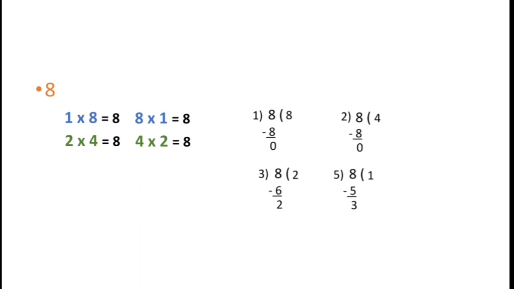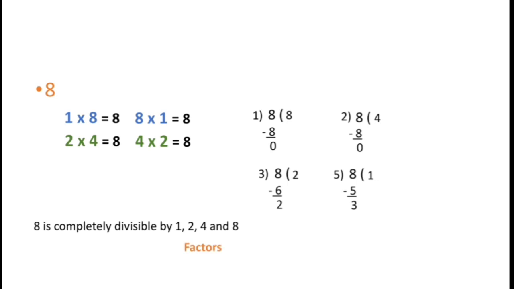We can say that when we have divided 8 by 1, 2, 4, 8, the remainder is 0. When it is 0, which means it is completely divisible. 8 is completely divisible by 1, 2, 4, 8. This 1, 2, 4, 8 is called factors of 8.